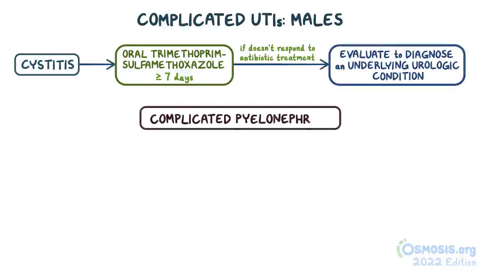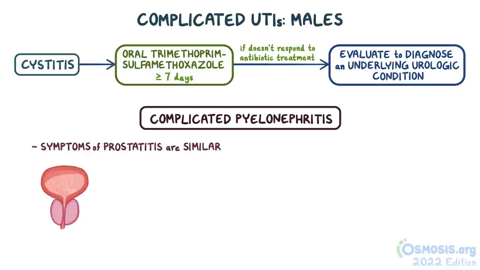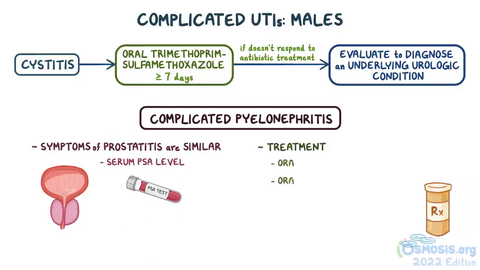With acute pyelonephritis in men, prostatitis, or the inflammation of the prostate, might also be associated, and since symptoms of prostatitis are similar to those of acute pyelonephritis, it can be easily missed. In this situation, a serum PSA level is useful, because with prostatitis, PSA is elevated. Treatment of acute pyelonephritis in men includes oral ciprofloxacin or cefotaxime for 2 weeks.